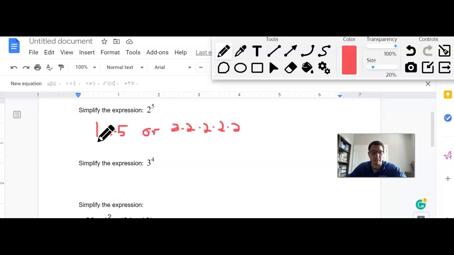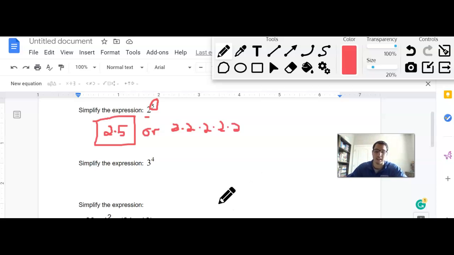If you were thinking this, you took the base and multiplied it by the exponent. This is a common mistake people usually make. So the correct answer is 2 times 2 times 2 times 2 times 2. It is the base multiplied by itself, the amount of times the exponent tells you. So in this case, 5. Multiplying 2 by itself 5 times.